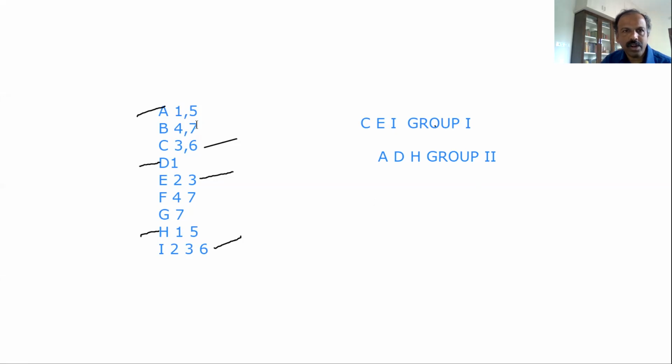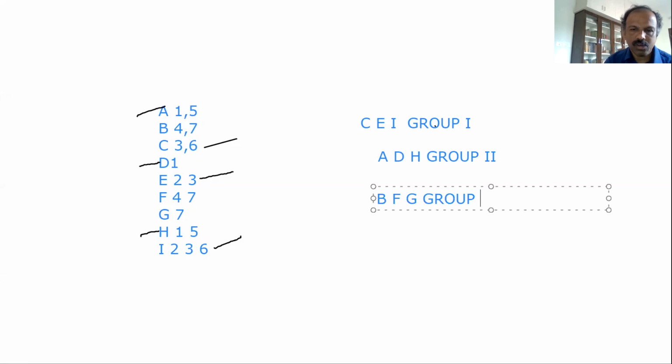Then we are left with B, 4 comma 7, and F is also 4 comma 7, and G is 7. So 4 7 is common, 4 7 is common, and 7 is common among all the three. Therefore B can be taken separately, F separately, and G separately. This becomes group 3. Out of the many machines that we had, we have now grouped them into group 1 as CEI, group 2 as ADH, and group 3 as BFG.